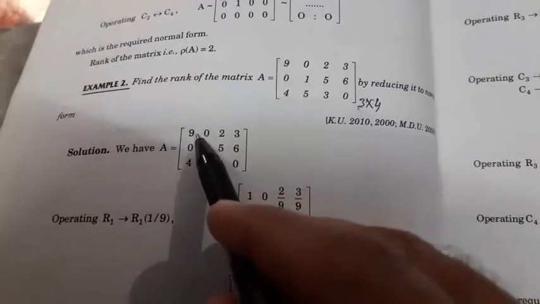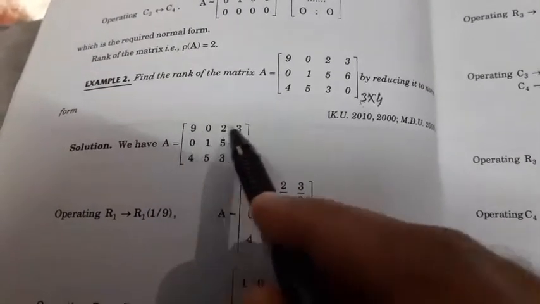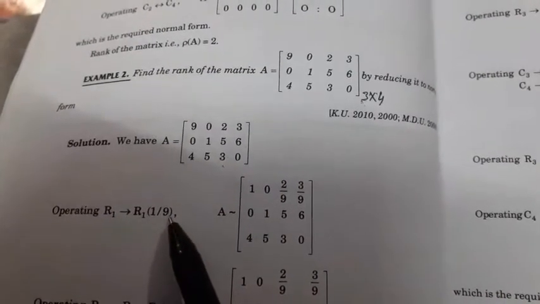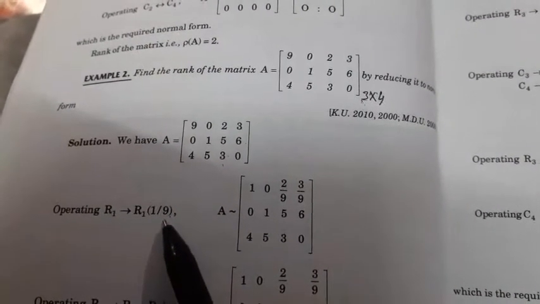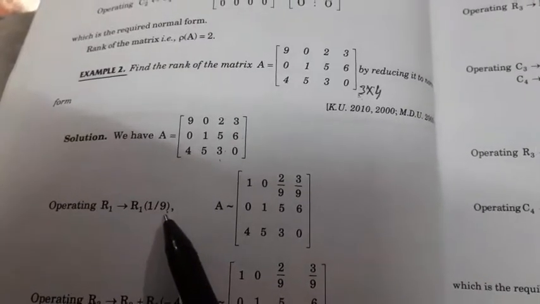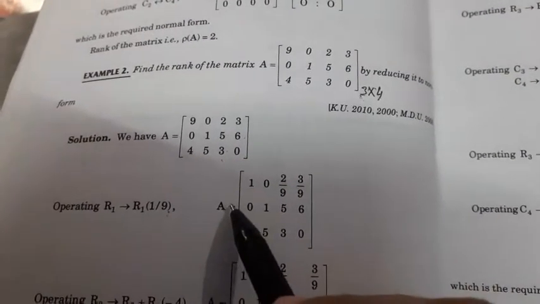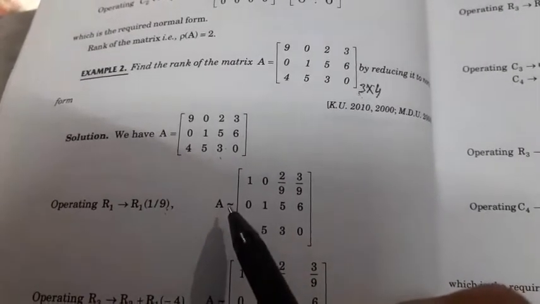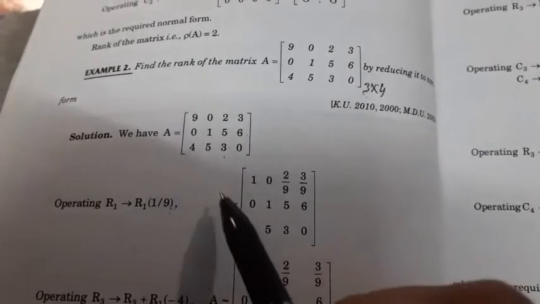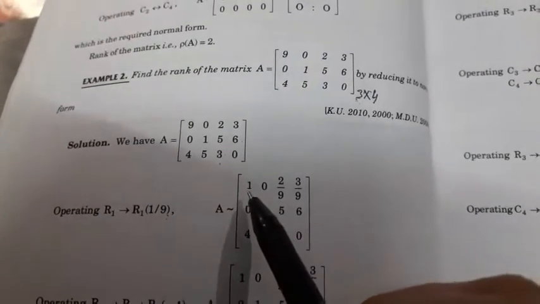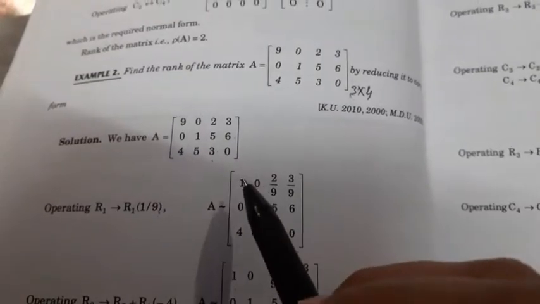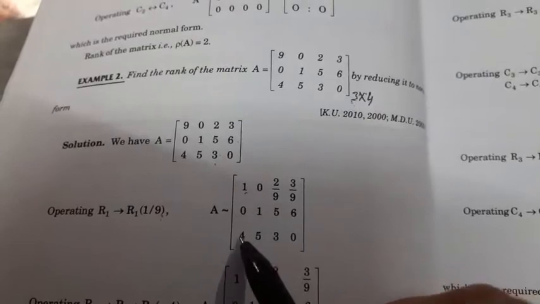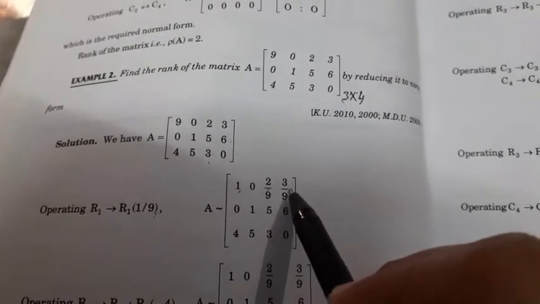Now let us do it. To make this element unity, we divide this whole row by 9. So we operate R1 divided by 9, that is, R1 into 1 by 9, which means R1 is divided by 9. Now matrix A is similar to this after making the operations; we cannot write equality, the similarity comes. Now by dividing row 1, we get this. Now by using this element, make these zeros and these zeros.